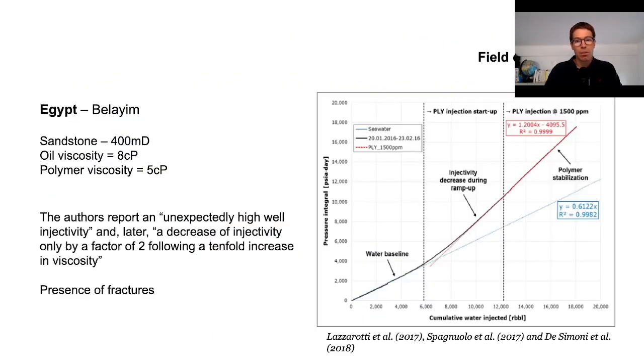A couple of cases, so it's always interesting to see the publications and the reaction of operators before and after. So in that case, in the paper, the authors report an unexpectedly high well injectivity, and later a decrease of injectivity only by a factor of 2 following a 10-fold increase in viscosity. So you see that it's a surprise when you go to the field, depending on the expectations you have.